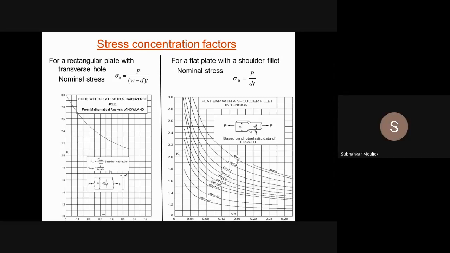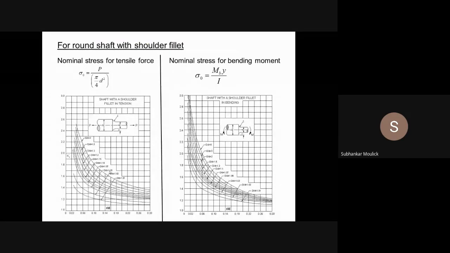Moving ahead. Tell me, which diagram will be used here? Sir, the second one, because this has bending. The second one means the right hand side diagram? Yes, sir. The right hand side is correct. With the help of the right hand side diagram, I can find out the value of small r by d. Is it correct? Yes, because in my question a stepped shaft is given.